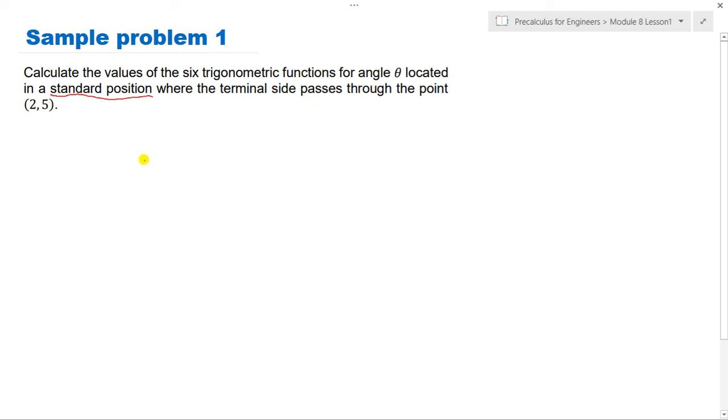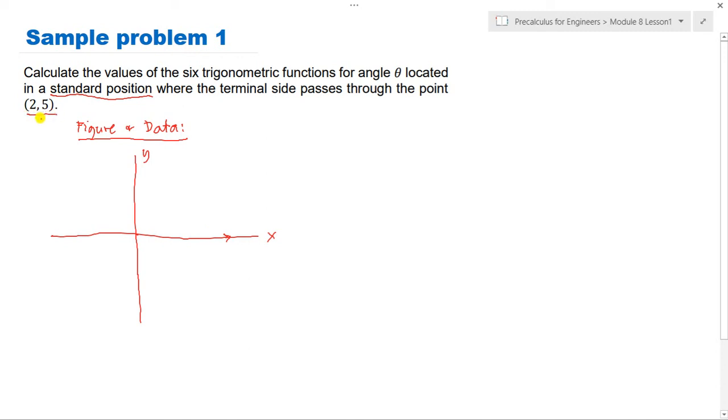Okay, so don't forget to remember the parts of our angle. Okay, so our angle has an initial side and a terminal side. So since the statement says this is an angle in standard position, its first ray lies on the x-axis, and then its terminal side passes through the point 2, 5.